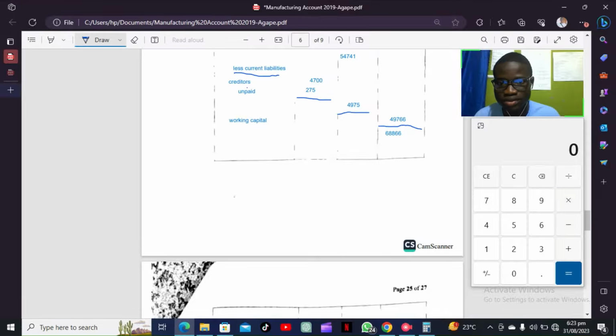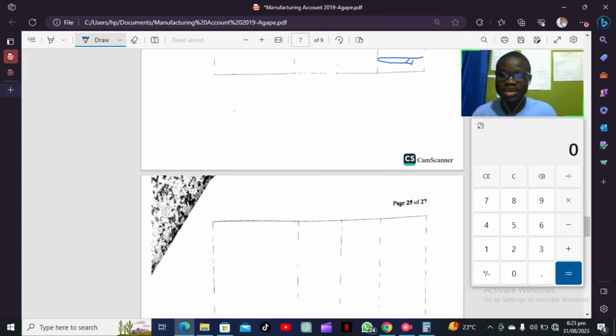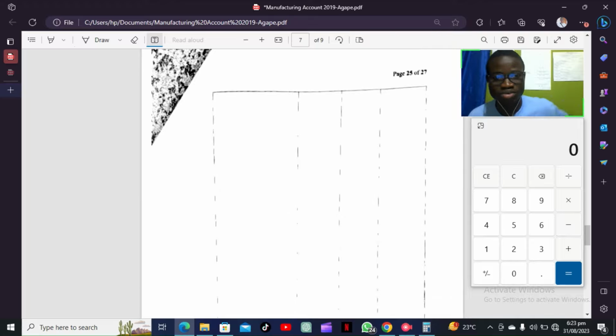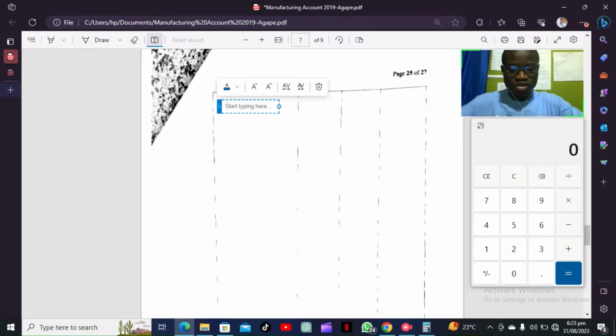So now here, we are done with this. Here we've closed this part. Now we go and finish this thing up. We check if it will actually balance. So now we're going to come in here. So we use this part of the answer. We're going to write our answer here.